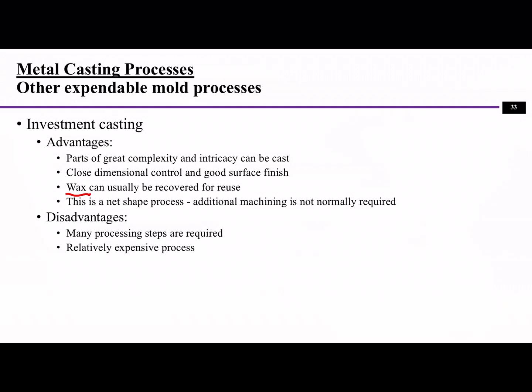But a disadvantage is that, as you can see, there are many processing steps required, which means that you have to invest in equipment, human labor, energy, and materials. That's hard cost. So it's a very expensive process. That's why when we are using investment casting, we are making some of the very expensive parts, for example, the turbine blades, and also some of the engine parts in airplanes as well.